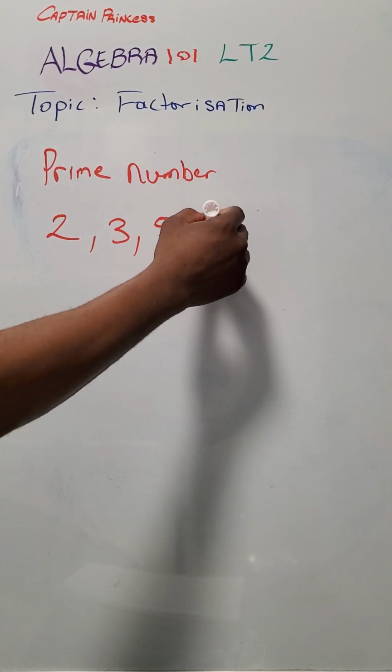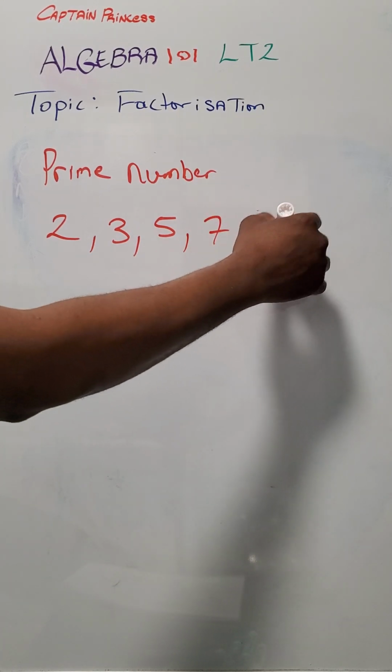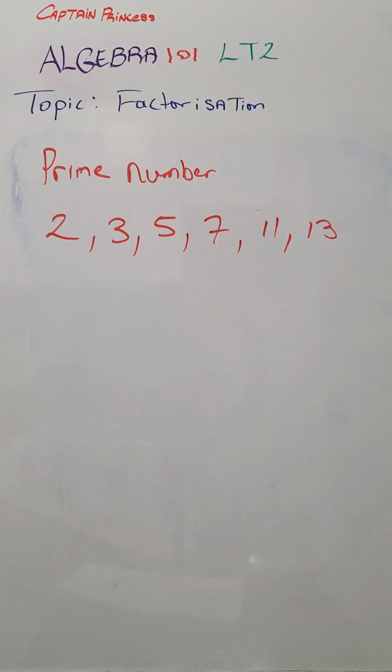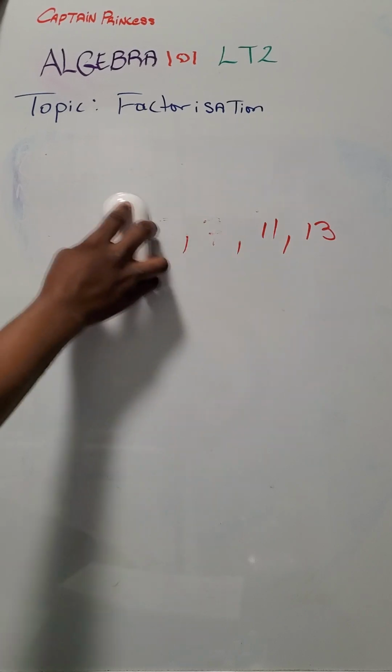Number 5, number 7. So can it be that prime numbers are subsets of odd numbers? Yes, it can be. Prime numbers are a subset of odd numbers. You are so correct. Now let us speak a little bit about whole numbers.